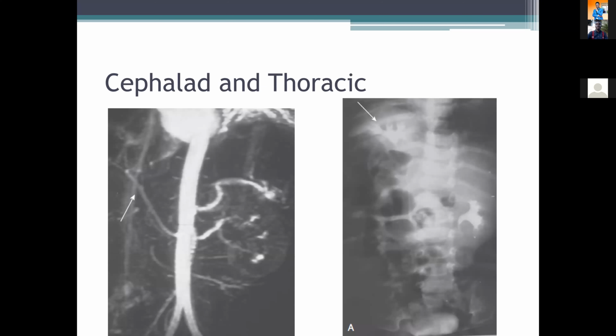So this diagram shows the cephalad and the thoracic kidneys. This is an IVP, and you can see that this renal artery is, for example, going upwards there, and you can see that in this IVP, the kidney on the left is actually in the right position, but look, the one on the right actually is thoracic. So sometimes these cases also may happen.